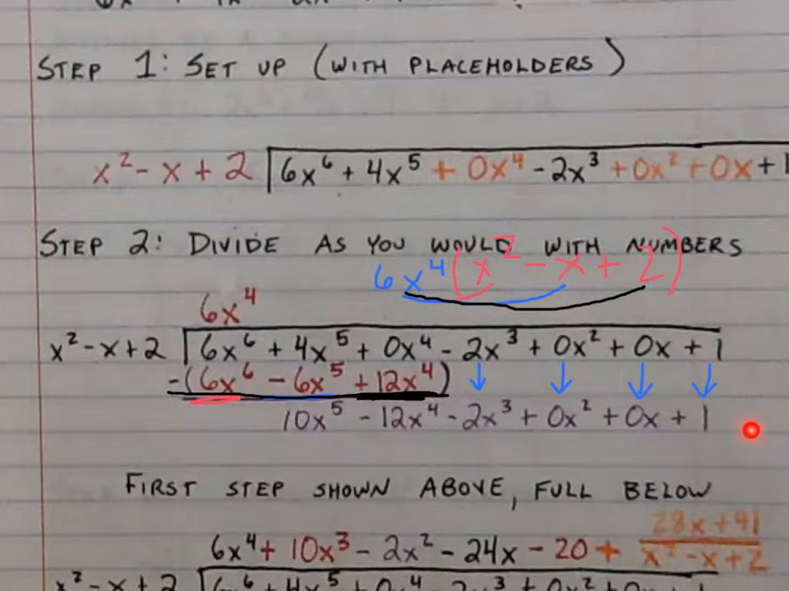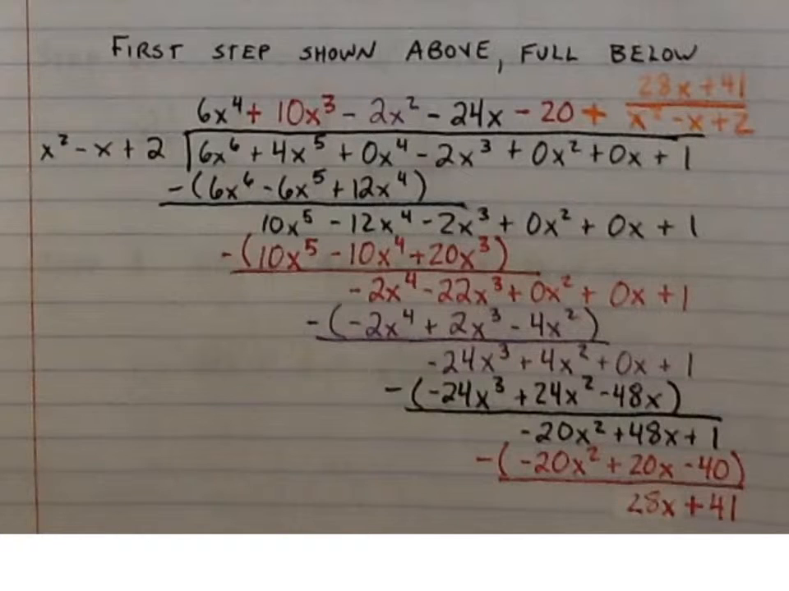At this point, I repeat the process, and I'll show that below. Okay, so I had this value, and I have to repeat the process with x squared minus x plus 2. So how many times does x squared go into 10x to the fifth? X squared times 10x to the third is 10x to the fifth. So I take this value, 10x to the third, and I multiply it by the trinomial. 10x to the third times x squared is 10x to the fifth.